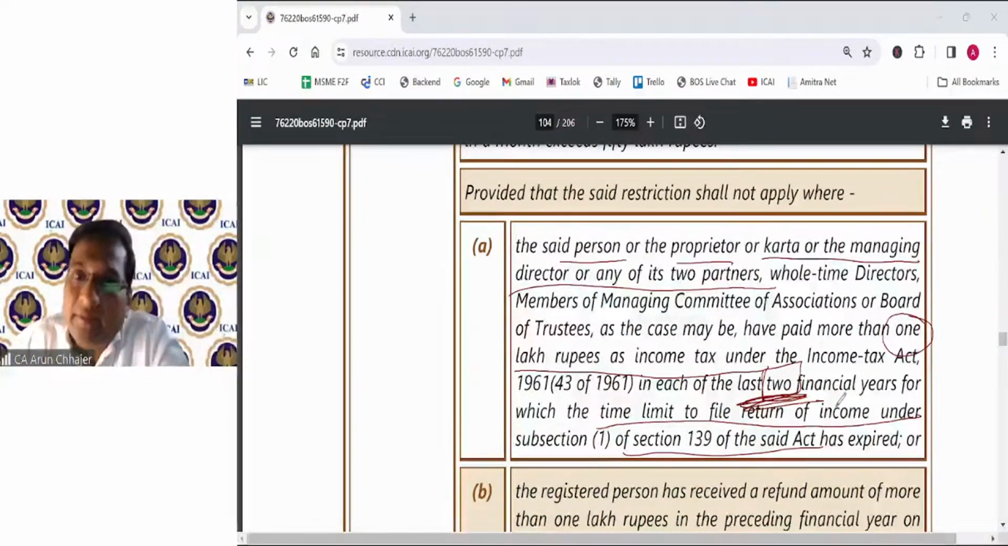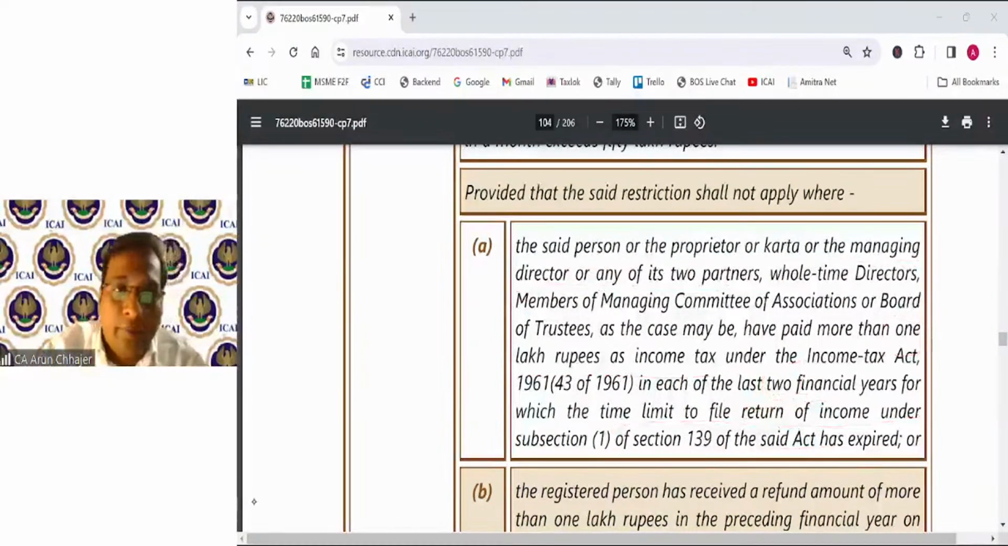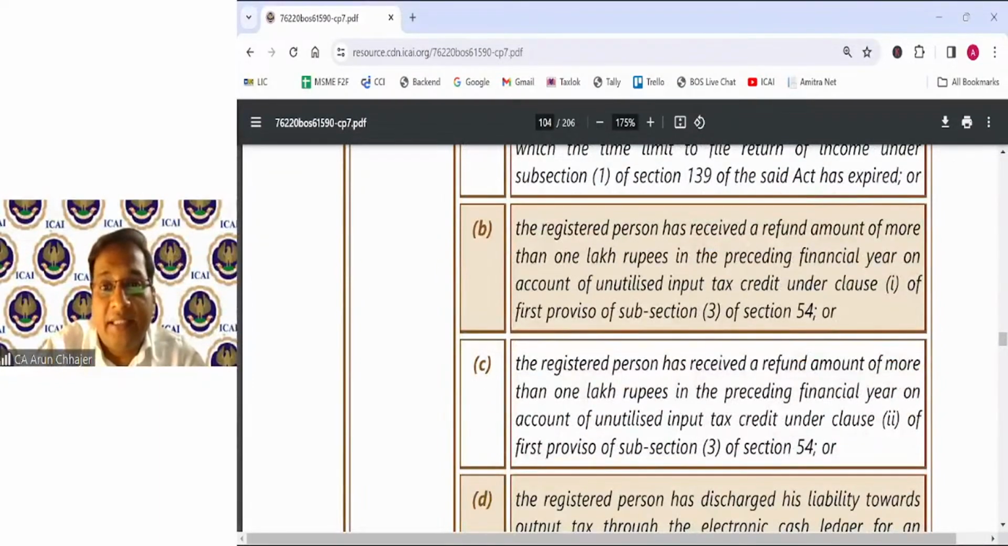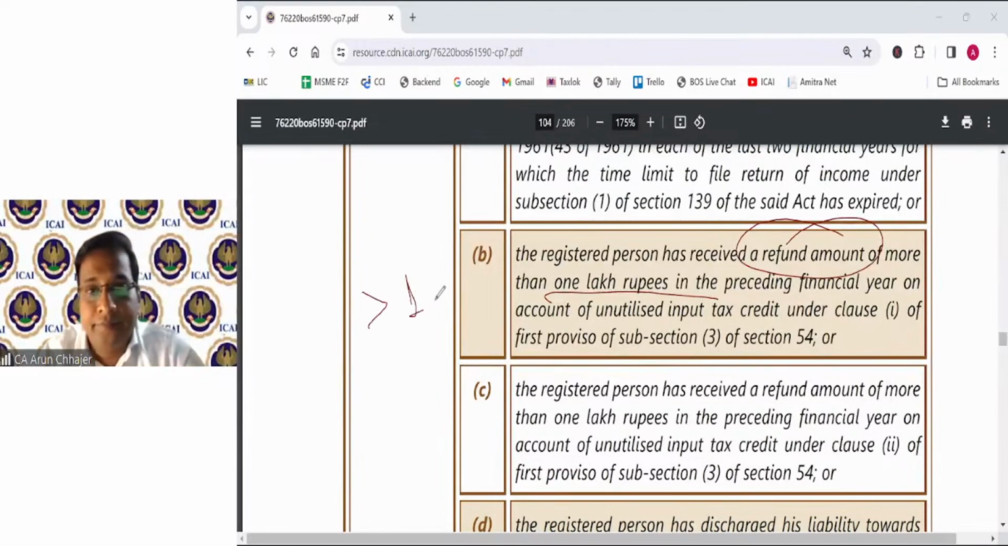Suppose I am sitting in the month of April 23. I will not take into account the financial year 22-23 because the time limit to file the return of 22-23 has not yet expired. If I'm sitting in April, I will take into consideration the last 2 financial years excluding 22-23. Now, the registered person has received a refund of more than 1 lakh rupees. Here also they are saying more than 1 lakh rupees refund received.